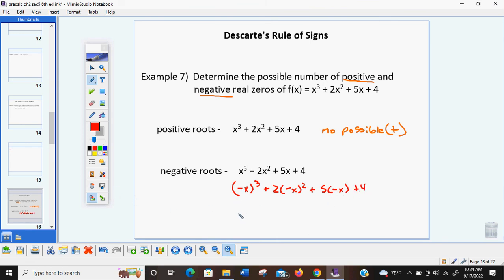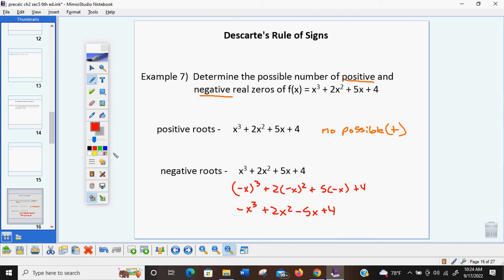A negative x cubed is negative x cubed. Negative x squared turns positive, so that stays positive 2x squared. 5 times a negative x changes to a negative 5x, and then we have that positive 4 on the end.